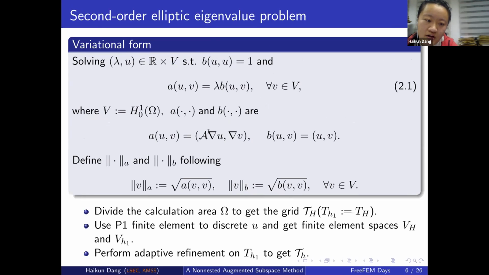Before calculating, we should divide the computational domain omega to get the coarse mesh T capital H. T capital H is the coarse mesh in this situation. We also use the linear finite element method to discretize U and get the finite element space V capital H, which is equal to VH1. And how do we obtain the fine mesh Th? We use adaptive refinement of the coarse mesh T capital H according to the function of the curved boundary surface in advance to obtain the fine mesh Th.